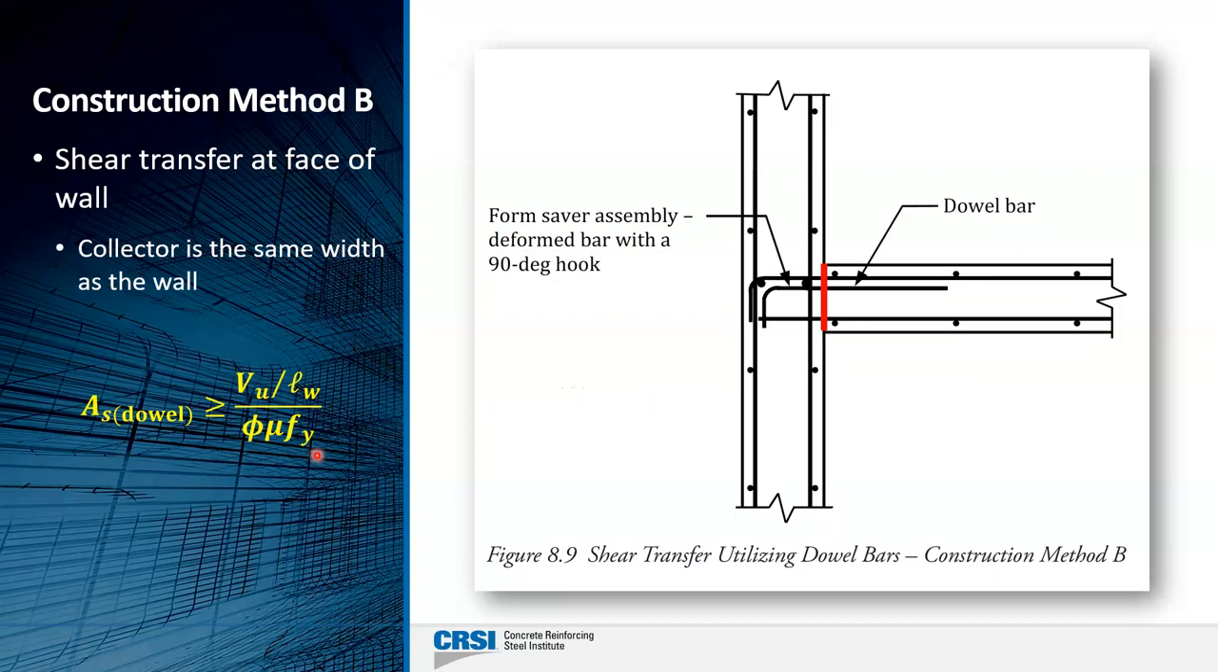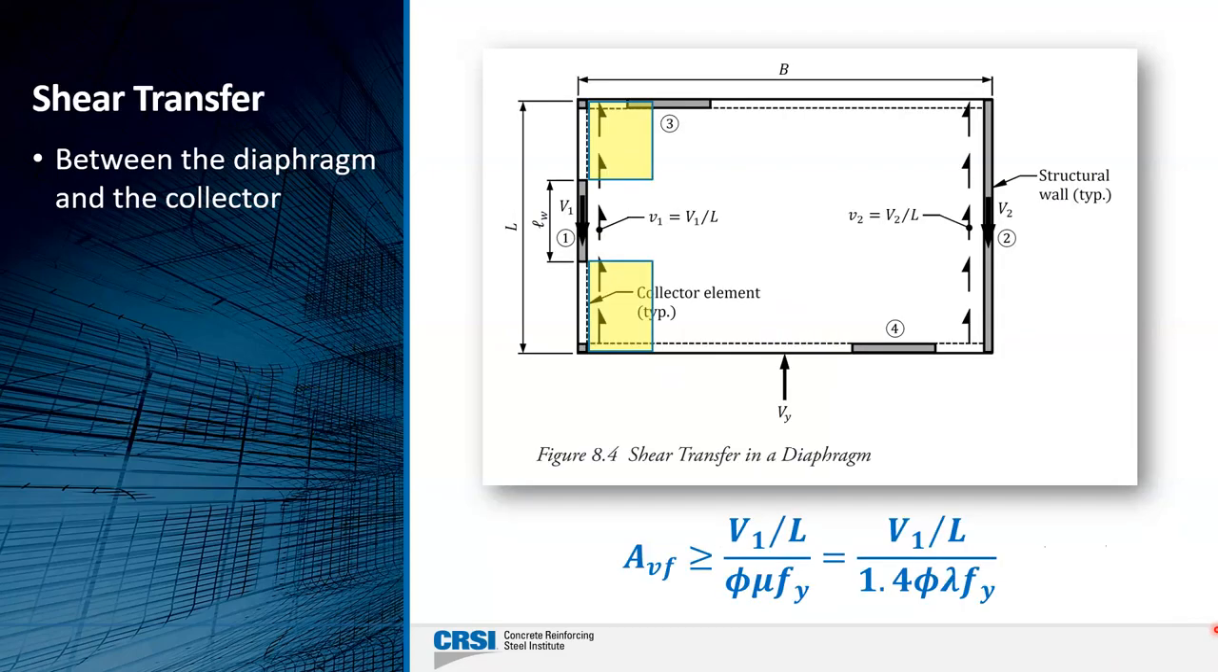So once again, your cold joint occurs here. This is the equation that you would use to determine how much dowel reinforcement you would need at that location. And these dowel bars would also have a form saver here, and they would be basically screwed in at that location and then developed into the wall with a hook. That's the case where the collector is the same width as the wall. We could have it also wider than the wall in this particular case as well.